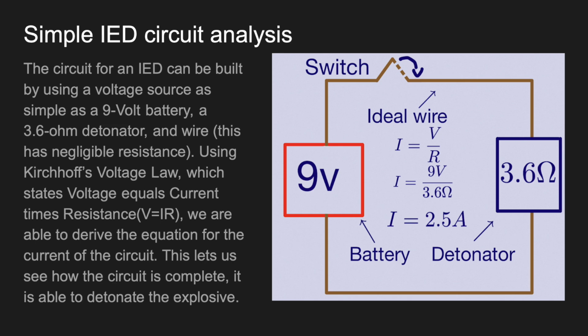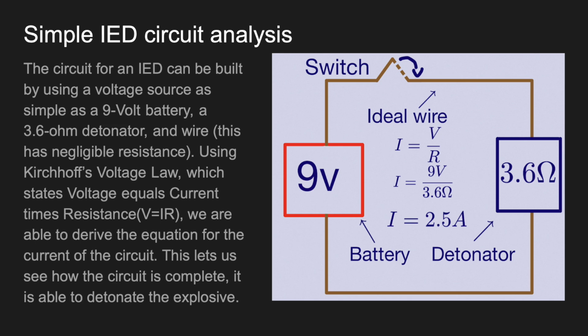For an IED with a 9-volt source and a 3.6 ohm resistor, we are able to solve I equals V over R, where 9 volts is in the numerator and 3.6 ohms is in the denominator. I equals 2.5 amps. This is only valid when the switch is closed. When the switch is open, there is no current.